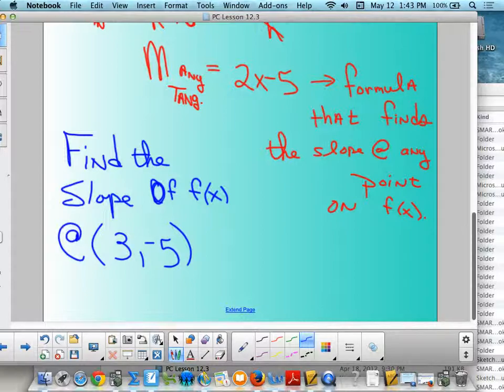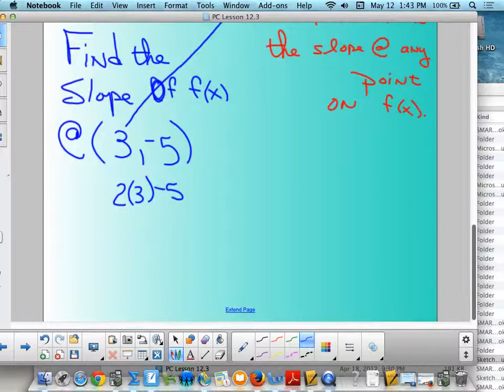Anybody got it? That's your formula that finds the slope at any point on f of x. What are you going to do with that formula and this point? The x value is 3. So if you put 3 in, what's the slope? 2 times 3, take away 5, the slope is 1.